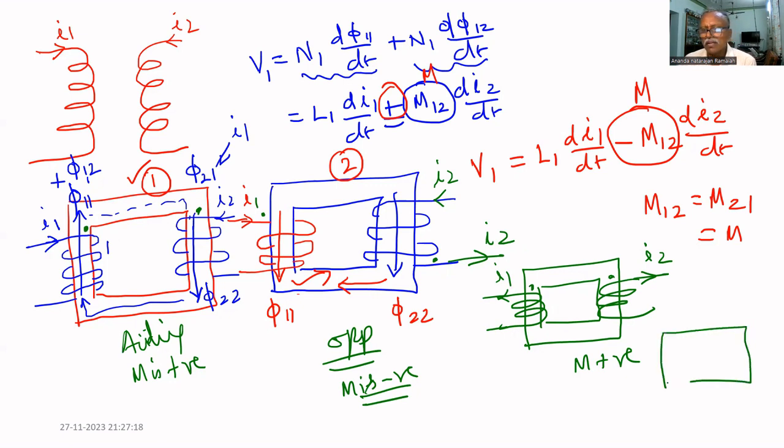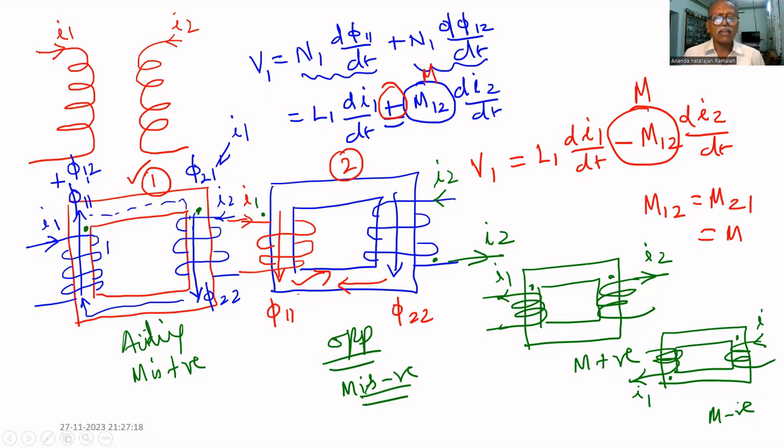Here we can see another diagram. In that case, here the current I1 is leaving the dot, and here current is entering the dot. Again, this M is negative. So, if current is entering the dot in both coils, M is positive. If current is leaving the dot in both coils, M is positive.